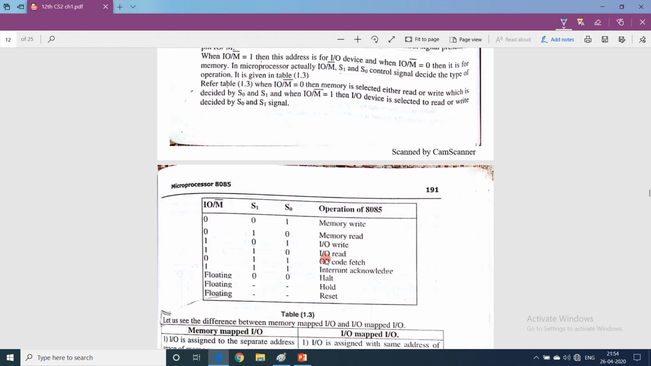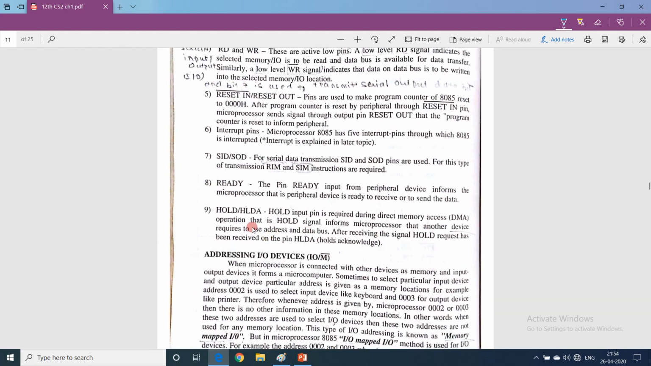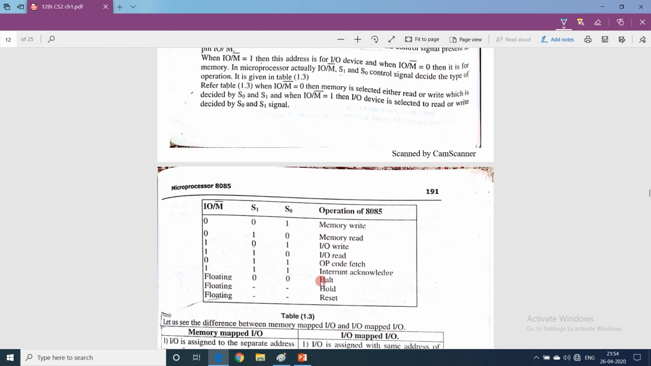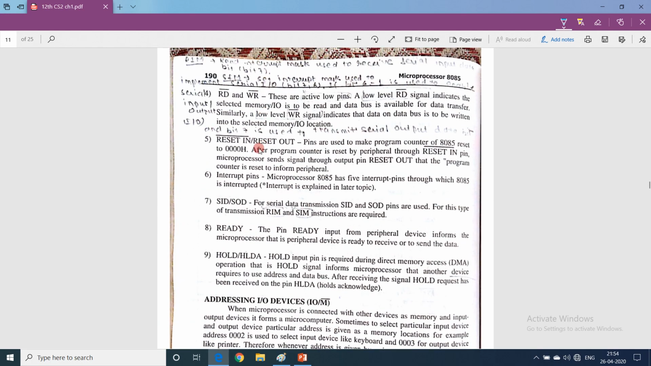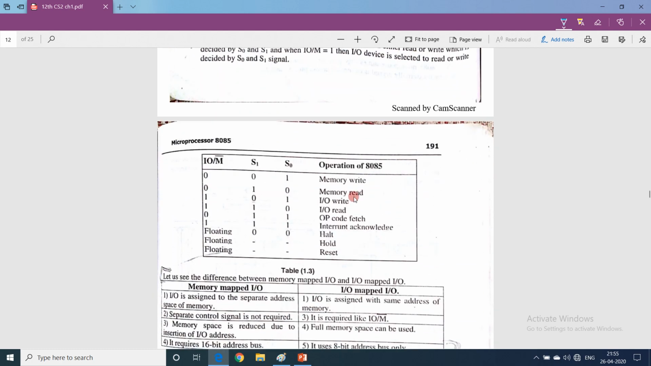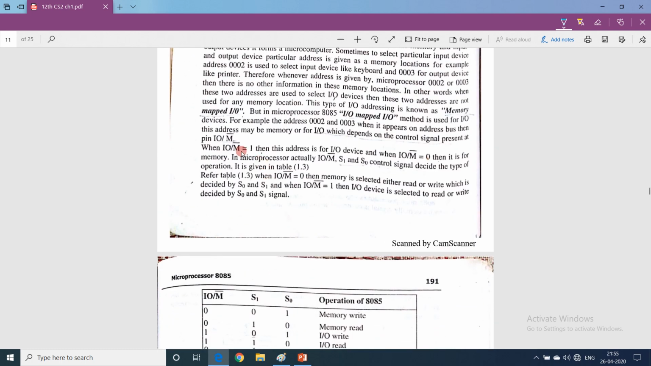I hope you remember what is reset and hold. Hold, I told you, is the direct memory access concept, and the other one was reset. I hope you remember the program counter concept. Okay, now let's read this.